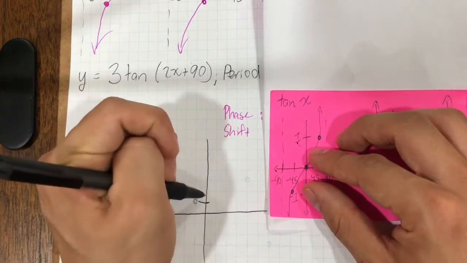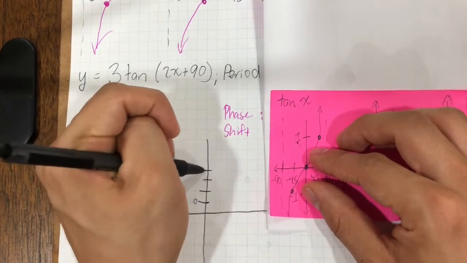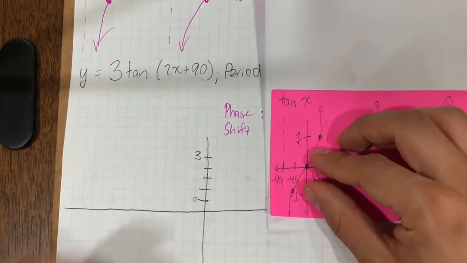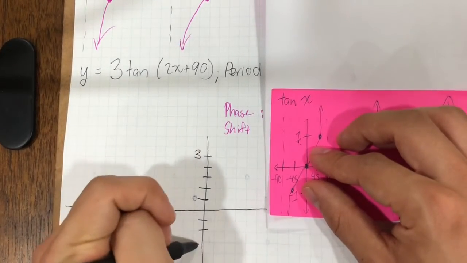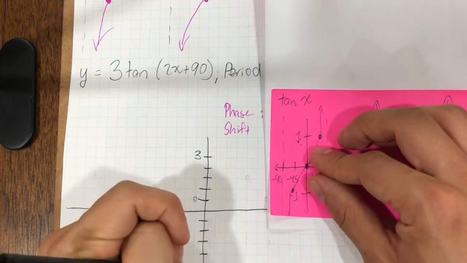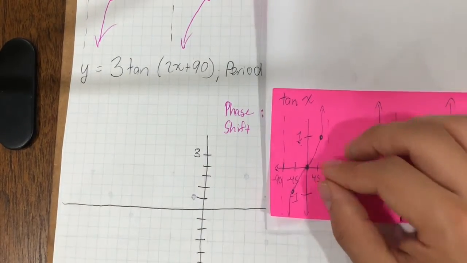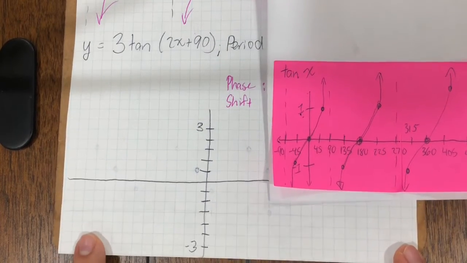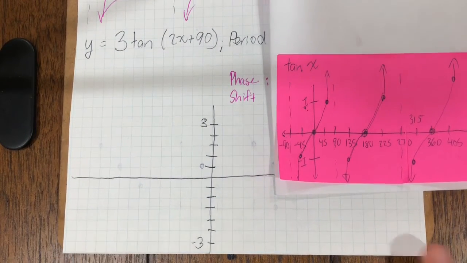So now my highest point is gonna be at 3, and then my lowest point is gonna be at -3. So in reality, we're just multiplying the y values. All right, let's go ahead and make my graph.